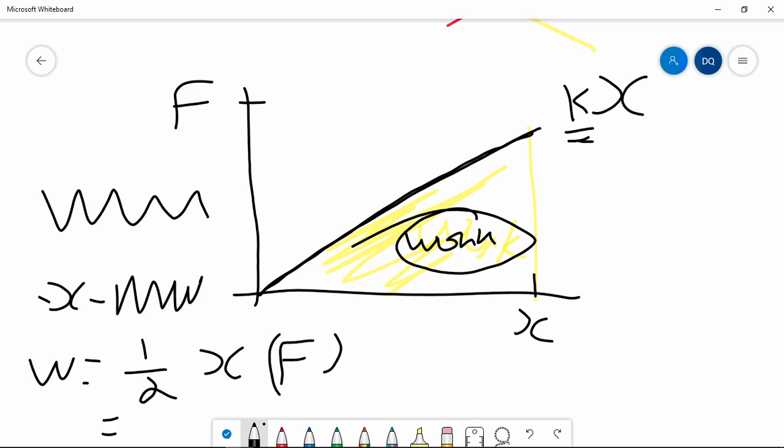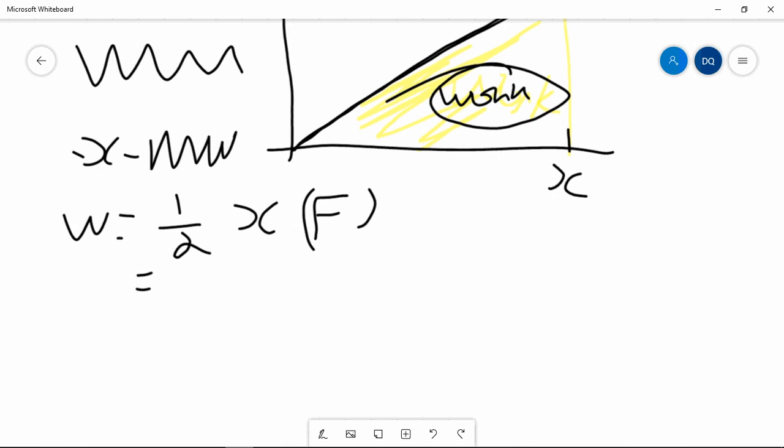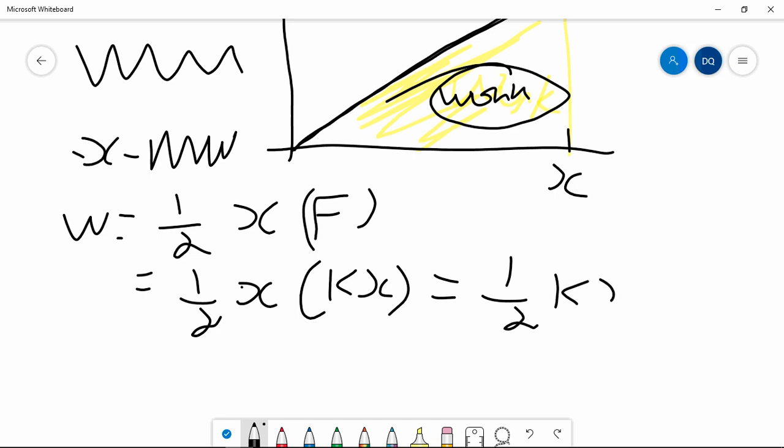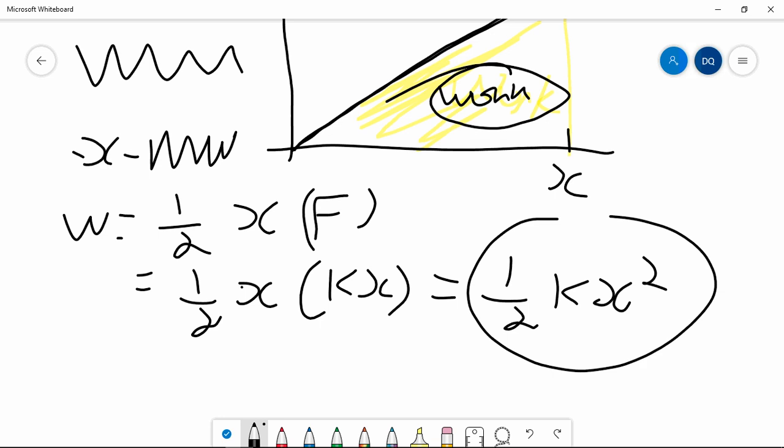Now, what is my height? My height is the force that I have to exert on that spring, but it actually turns out to be proportional to how far I've compressed the spring. So that gives us half of the base times the height is kx. So that gives us this equation, half kx squared. And that is how you determine how much work it takes to compress a spring.